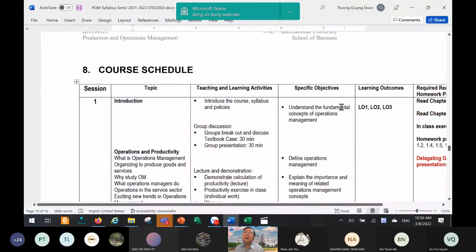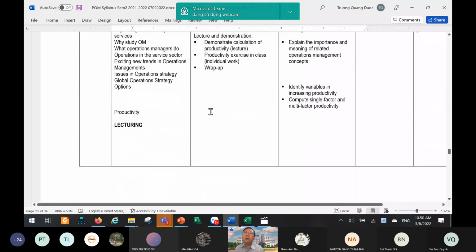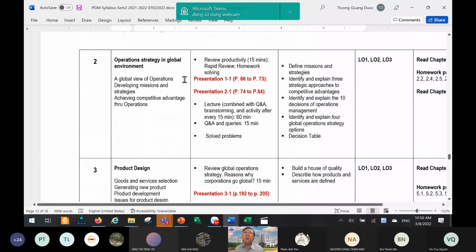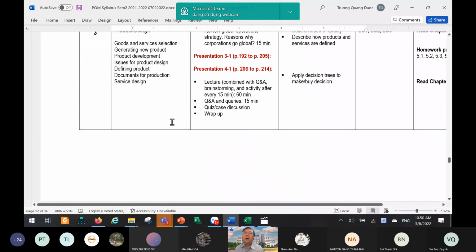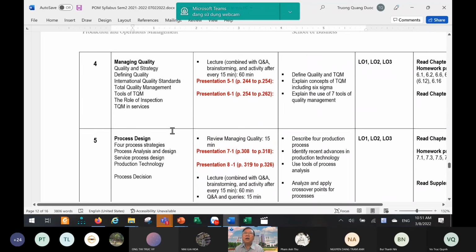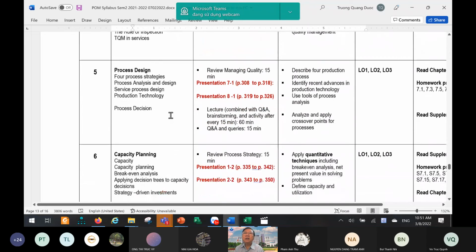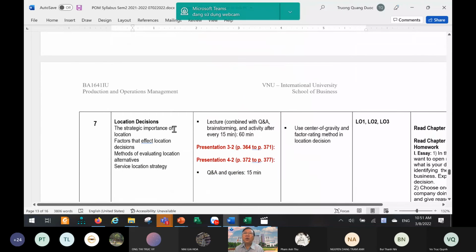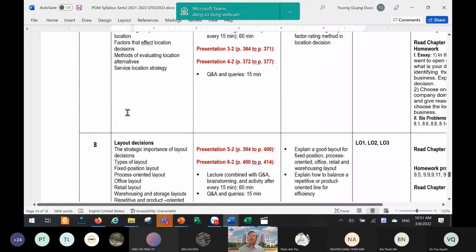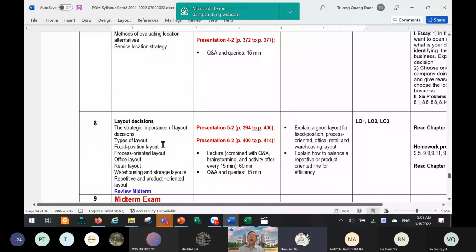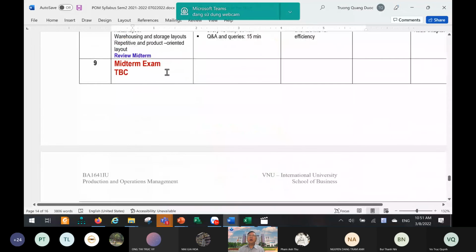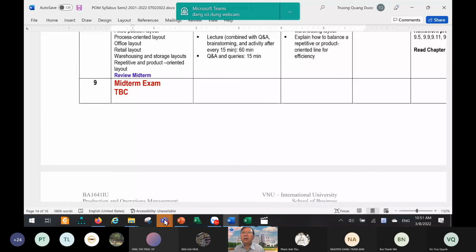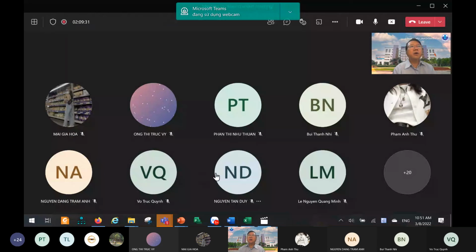Đây nhá. Như vậy là 1 Introduction, 2 là operation, global, 3 là product design, 4 là managing quality, 5 là process design, 6 capacity planning, 7 location decision. 7 chapter, ok? Và đây là kỳ thi midterm. Midterm thì phòng đào tạo sẽ thông báo thời gian. Ok chưa?